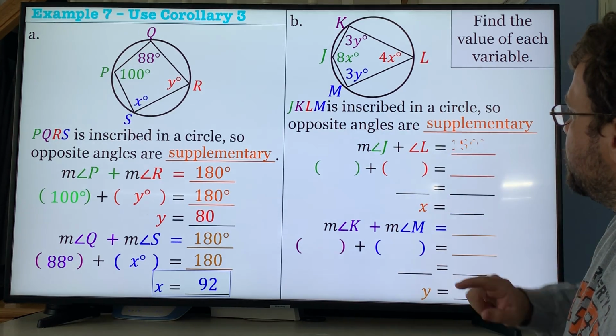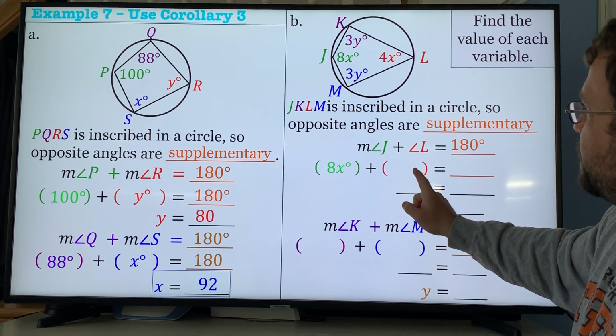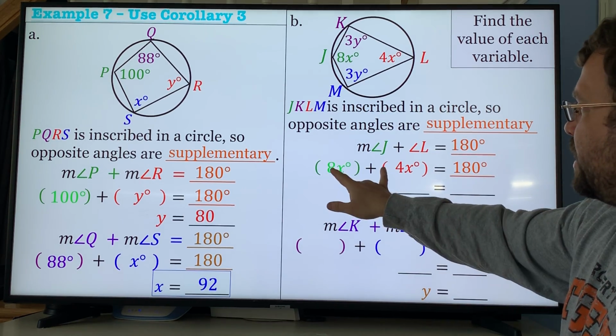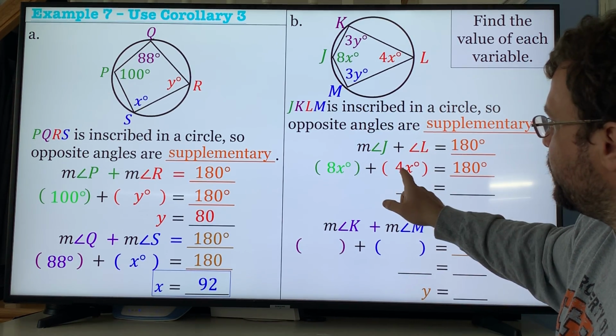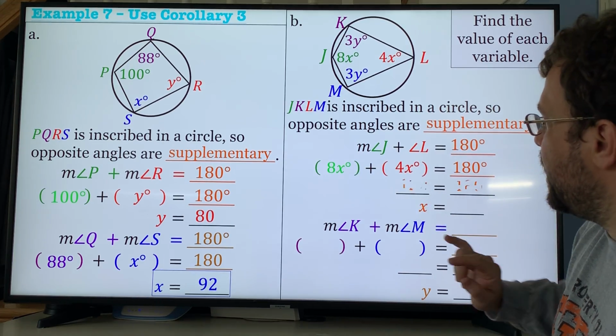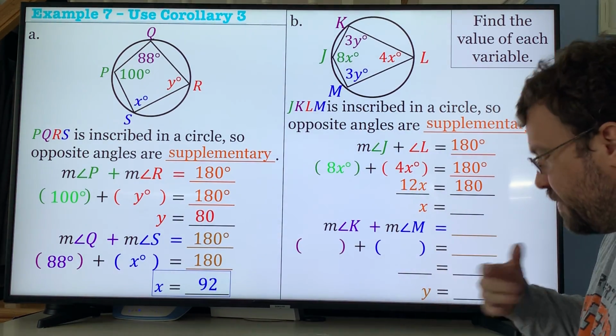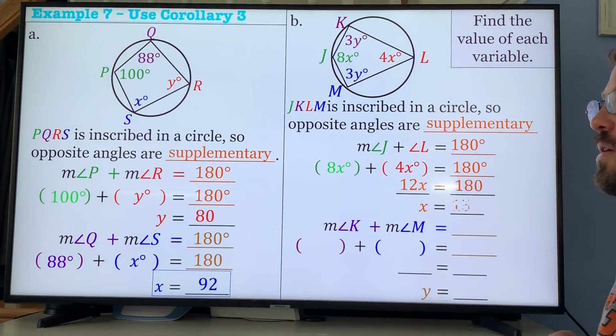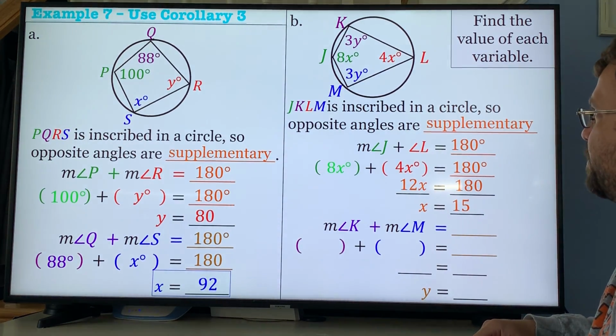J plus L equals 180. J is 8x plus 4x equals 180. 8x plus 4x, you combine like terms. 8 plus 4 is 12. The x's just stay x because they are a common variable. 12x equals 180. To solve for x, you divide by 12, and x equals 15. All good?